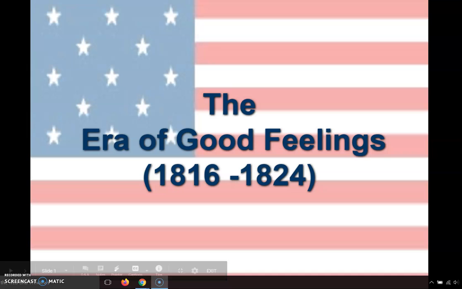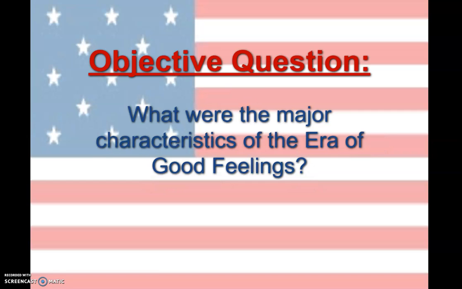Hello, everyone. Today we're going to talk about the era of good feelings, a time period that spans from 1816 to 1824. Today's objective question is, what were the major characteristics of the era of good feelings?